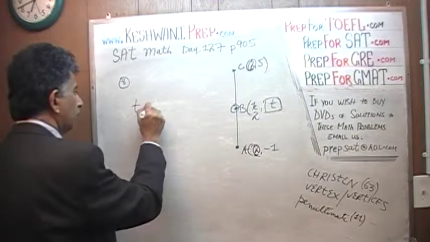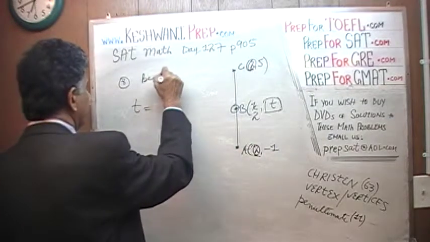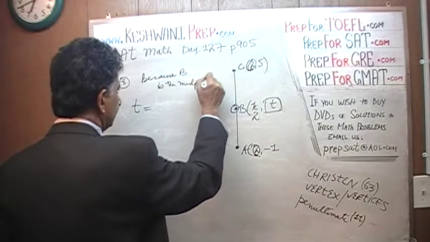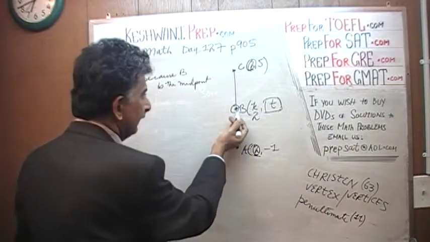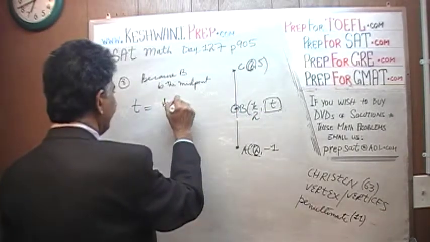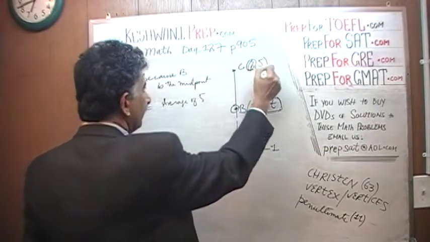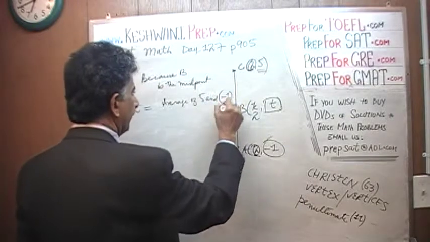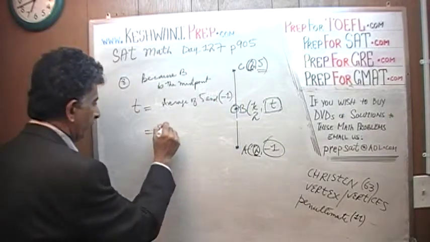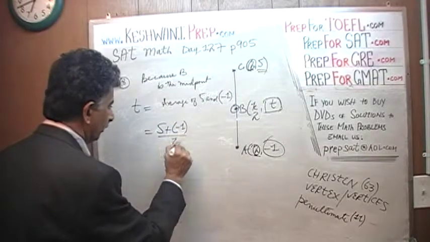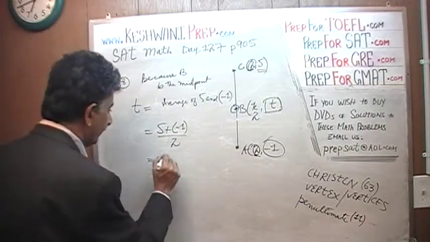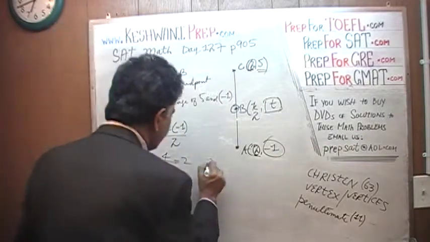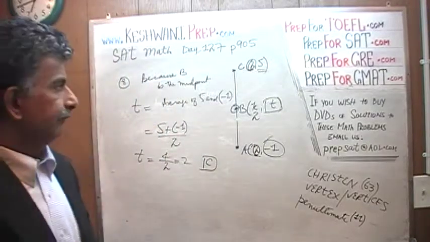And T, because B is the midpoint, the y coordinate of B is simply going to be the average of 5 and -1, which is simply 5 plus -1 over 2. 5 plus -1 is 4. 4 over 2 is 2. T equals 2. The answer is going to be C.